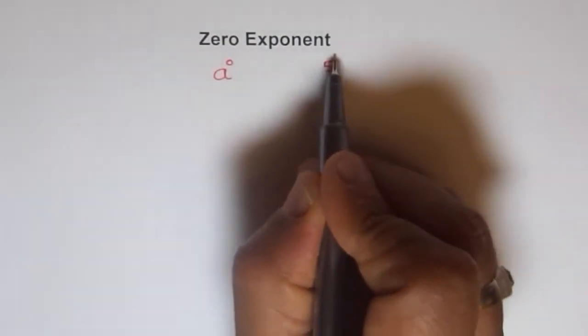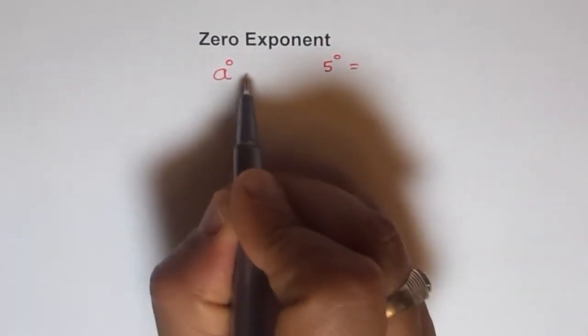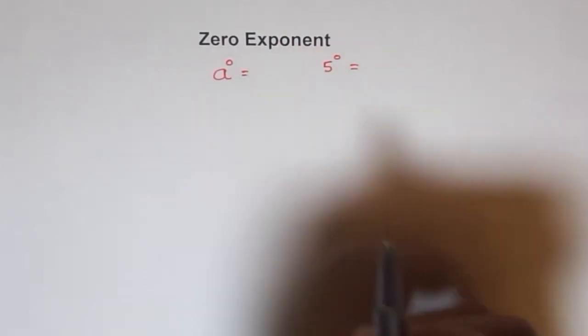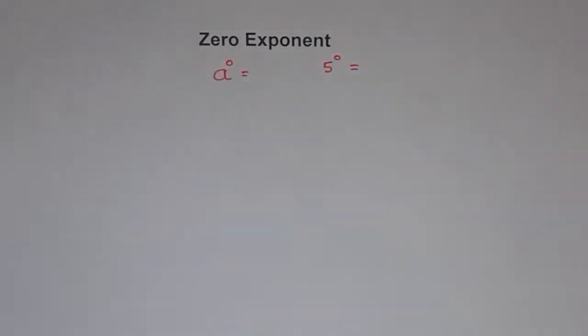Well, let's take a number. A is very difficult to answer. We say 5 to the power of 0 is how much? What should it be? Well, that is the question to be answered. Now here, what we are going to do is, we are trying to use our laws. We'll use multiplying powers with the same base law and dividing powers with the same base.